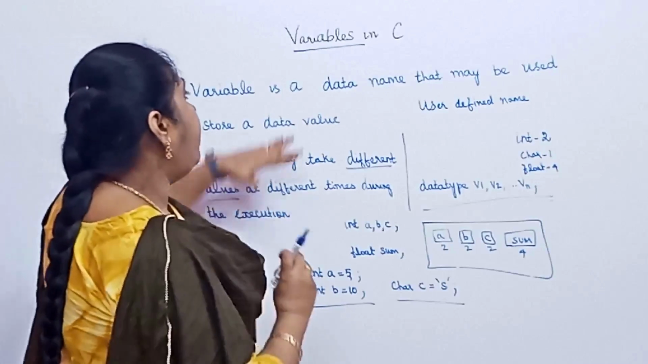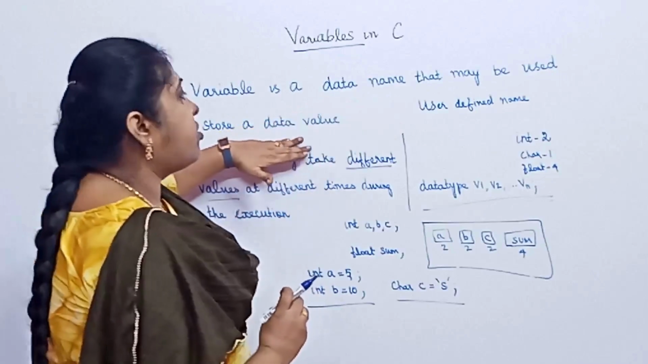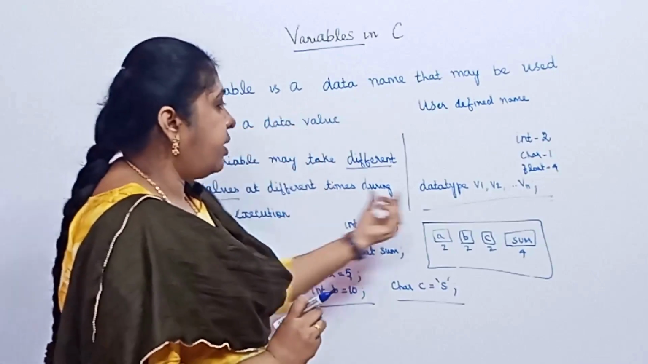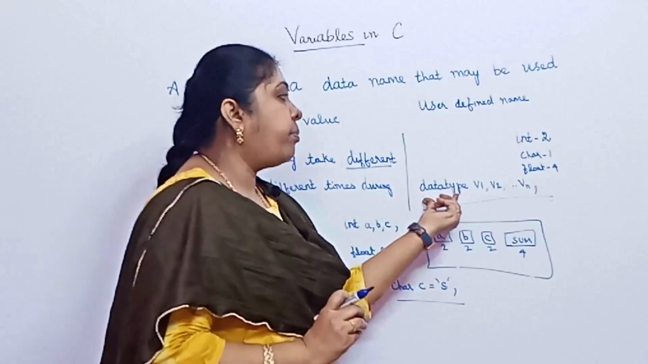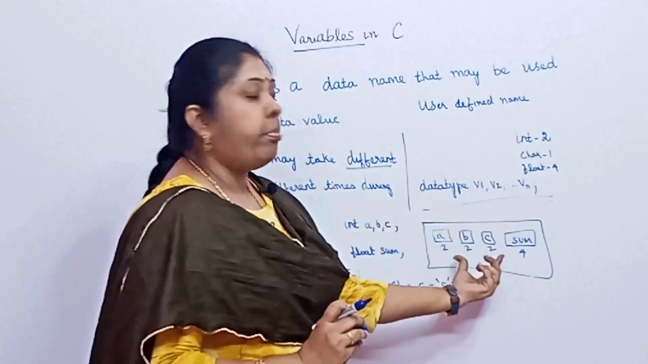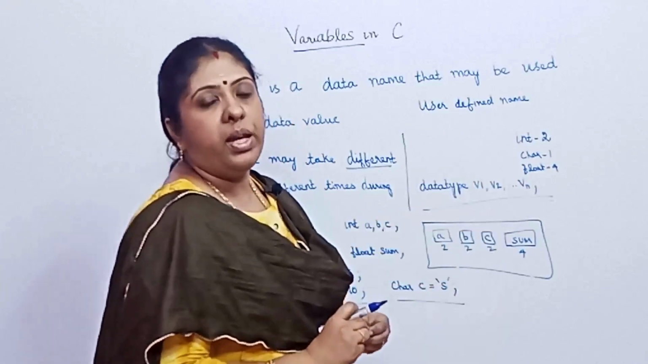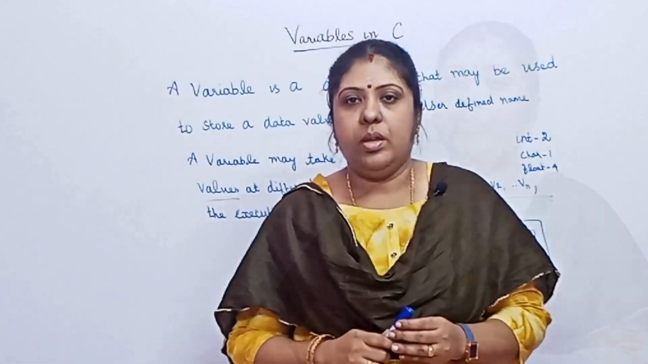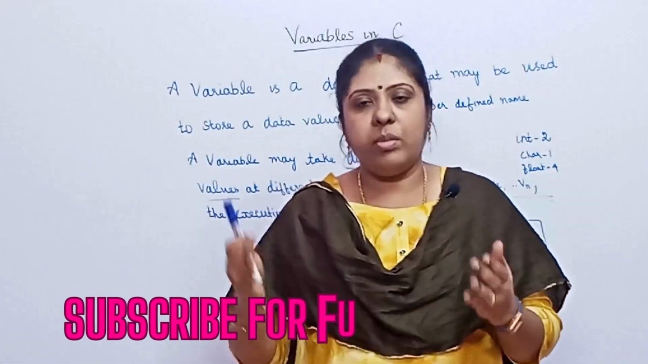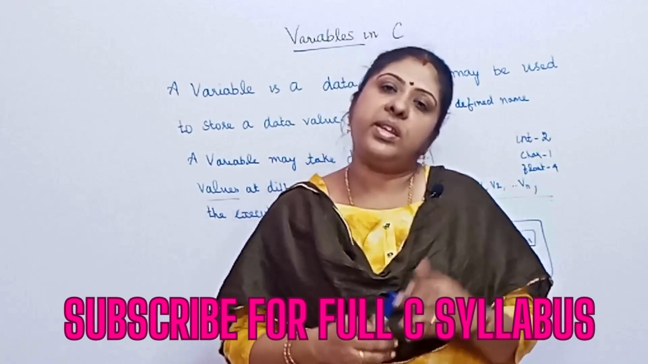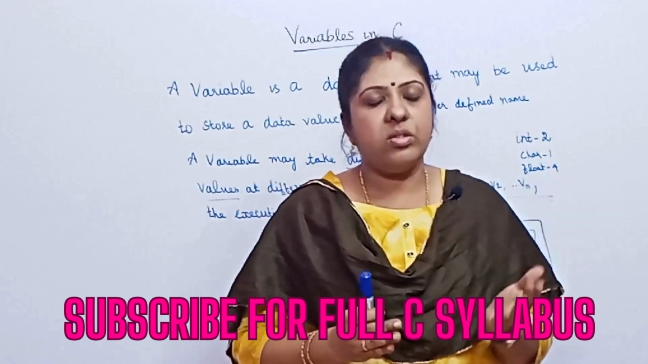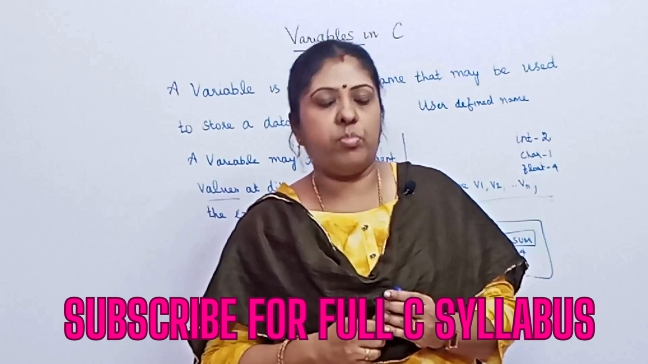That is a variable: a data name used to store a data value. It holds a data type, and depending upon the data type, the particular memory location will be allocated. Okay, that's all about the variables used in the C program. In the next video, we will discuss the scope of variables used in the C program.